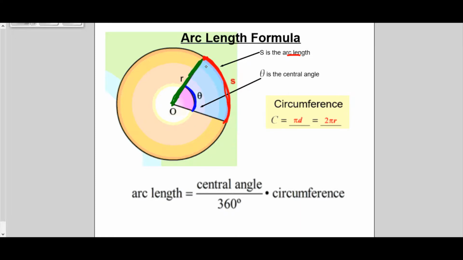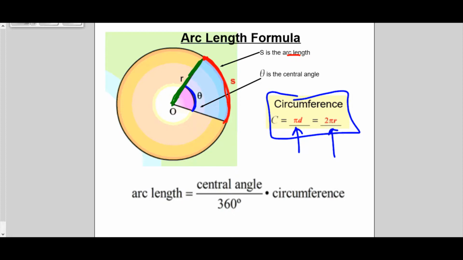So I want you to recall the two circumference formulas that we have, because we're going to use them in our arc length formula. So the circumference formula, remember there was two of them. The circumference is pi times the diameter, or 2 pi times the radius. So if you have the diameter, you're going to use pi times d. If you have the radius, you do 2 pi r.